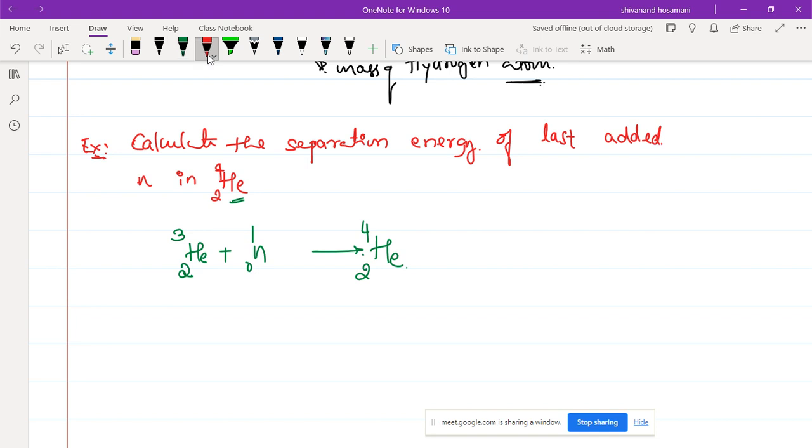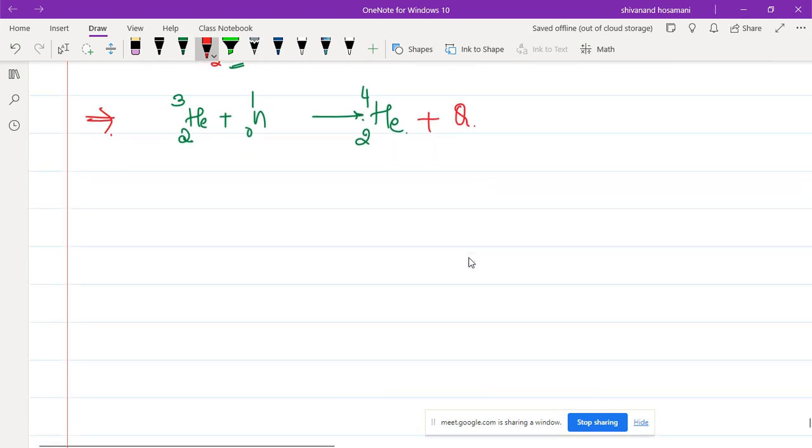Is it clear? So when writing nuclear reactions, we need to think about both stable and unstable. Always the product that comes is stable. Keeping that point in mind, we need to write the nuclear reaction. Here there will be a release of energy. Then you just need to rewrite that as like this.